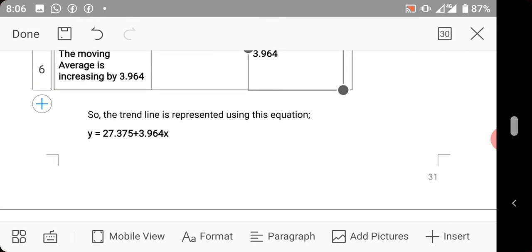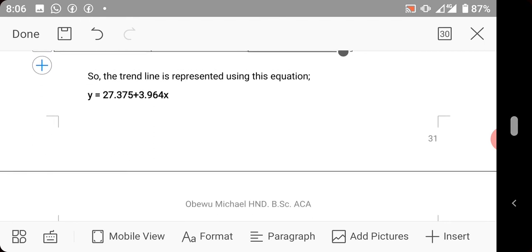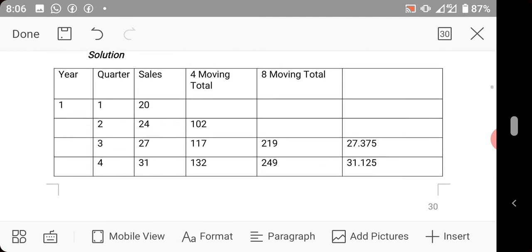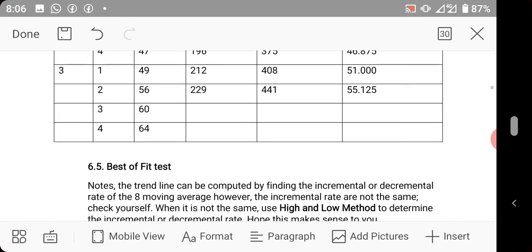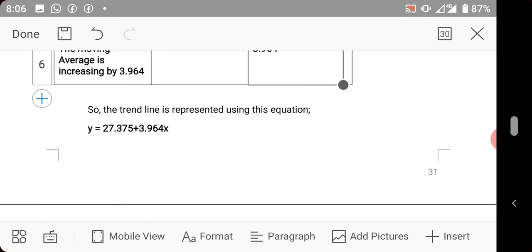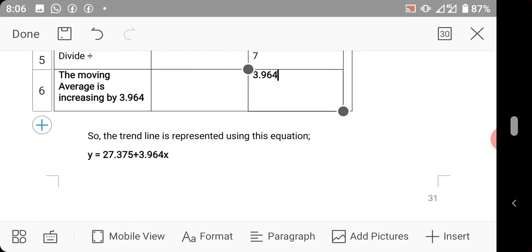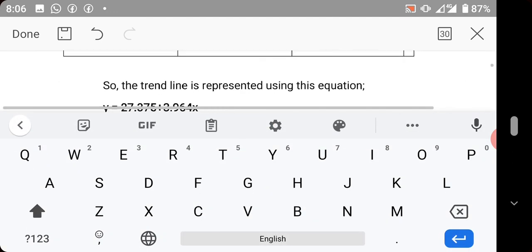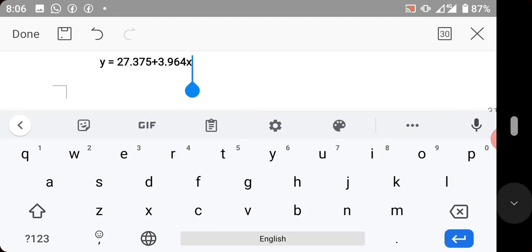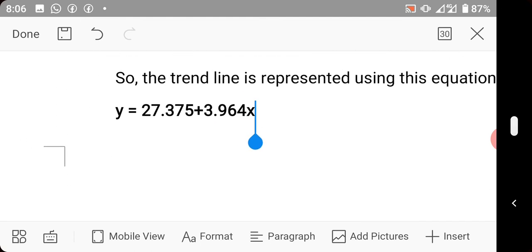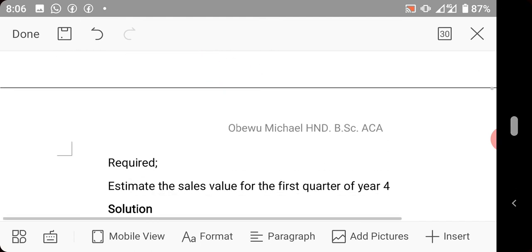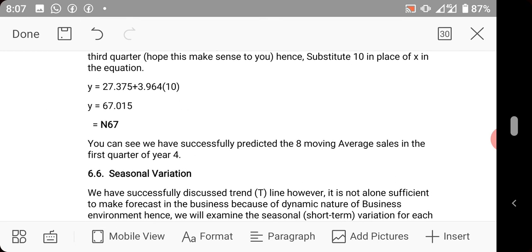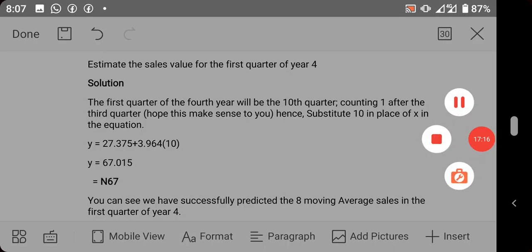So the trend line is represented using this equation. Y is equal to the first moving average, which is 27.375, plus this moving average times X. So this becomes our value. So I hope that makes sense to you. So this is the trend line that we've established. So that is that for moving average. So we will look at the next subtopic under this in our next class. Thank you.